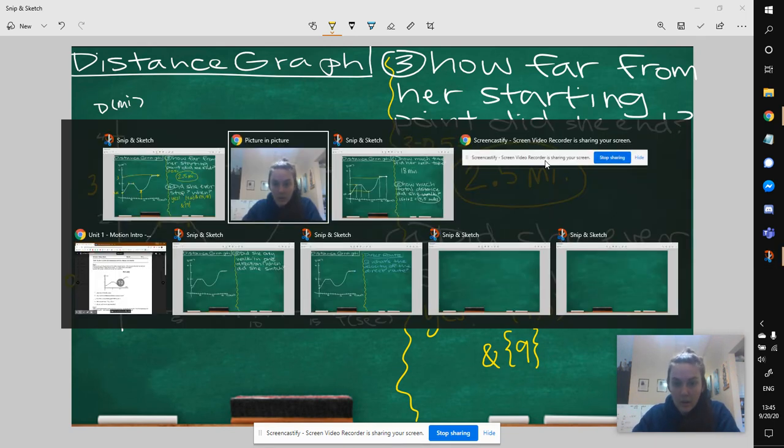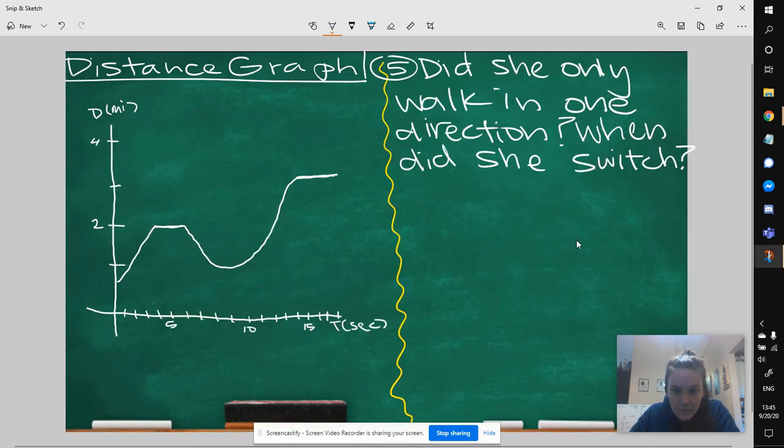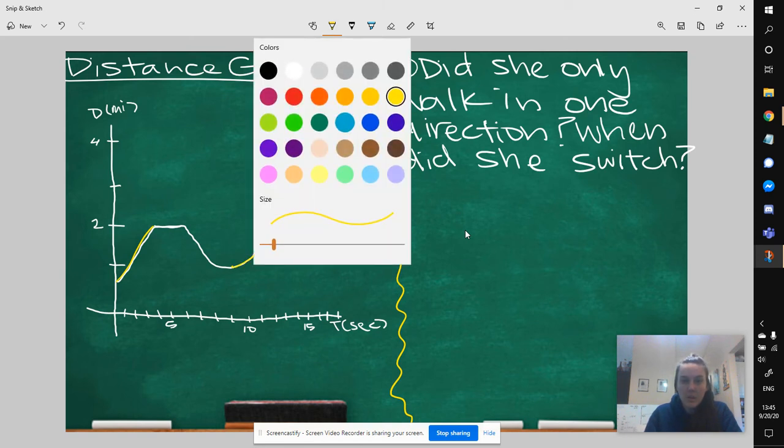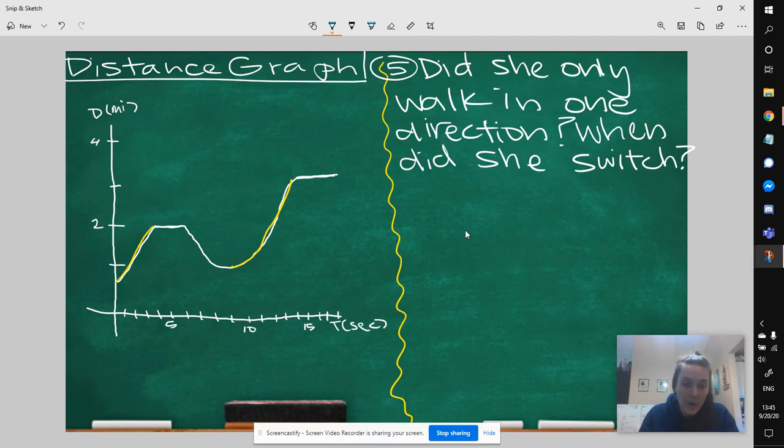Okay. Next thing to talk about. Did she only walk in one direction? No. We talked about how I turned around to get my wallet or whatever. So whenever the graph is increasing, we can think of this as moving forward, because we're getting further away from Garfield. Whenever the graph is decreasing, we're moving backwards because we're moving closer to Garfield. And whenever the graph is flat, that's a stop.